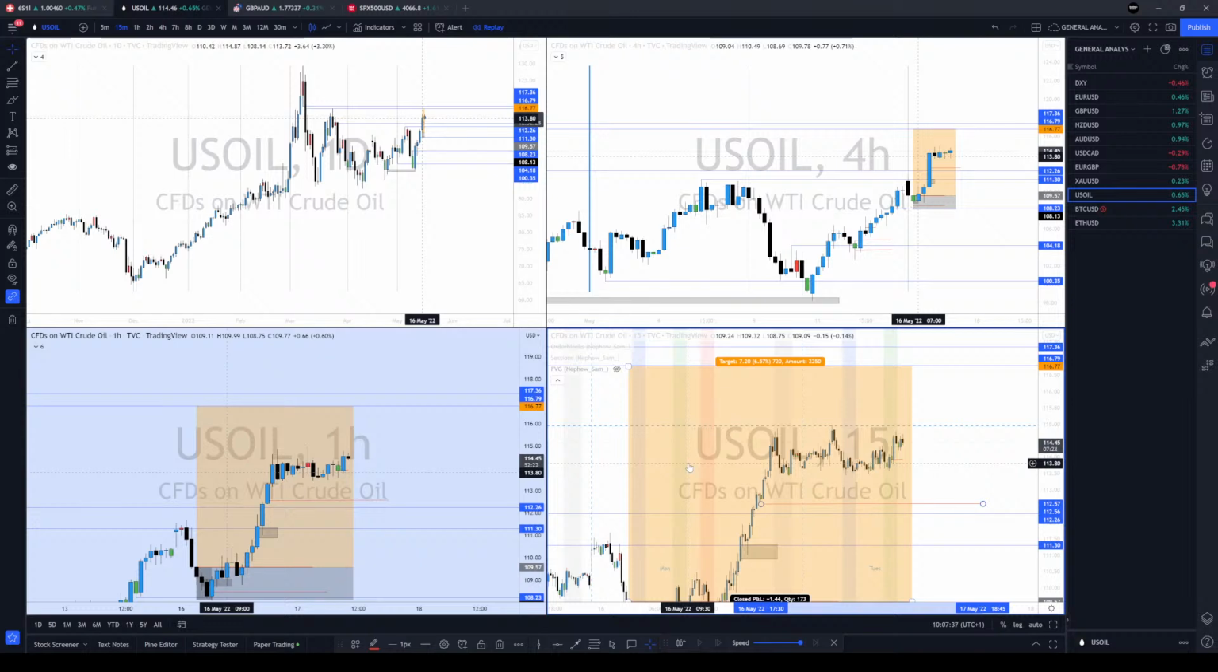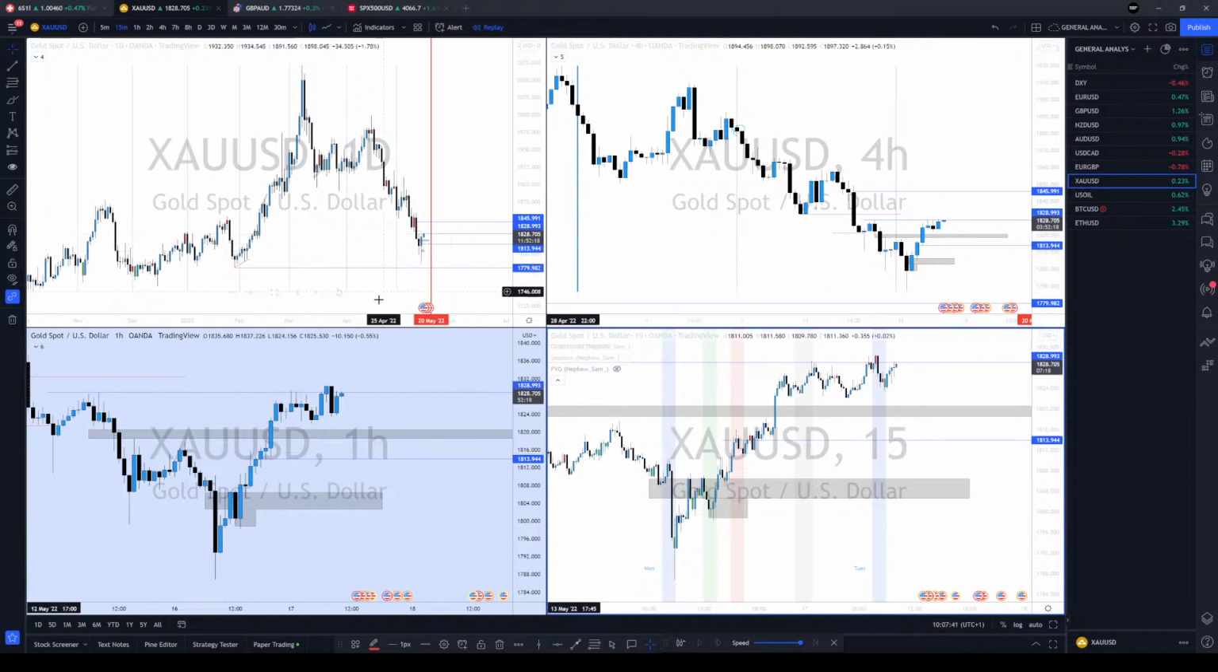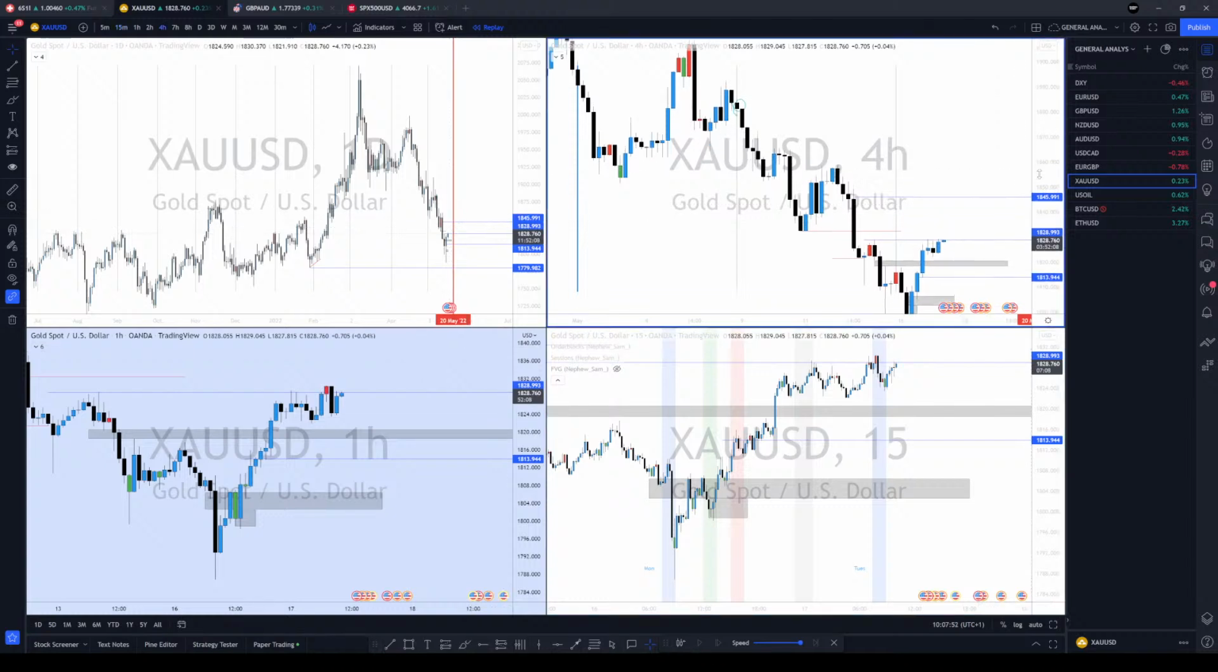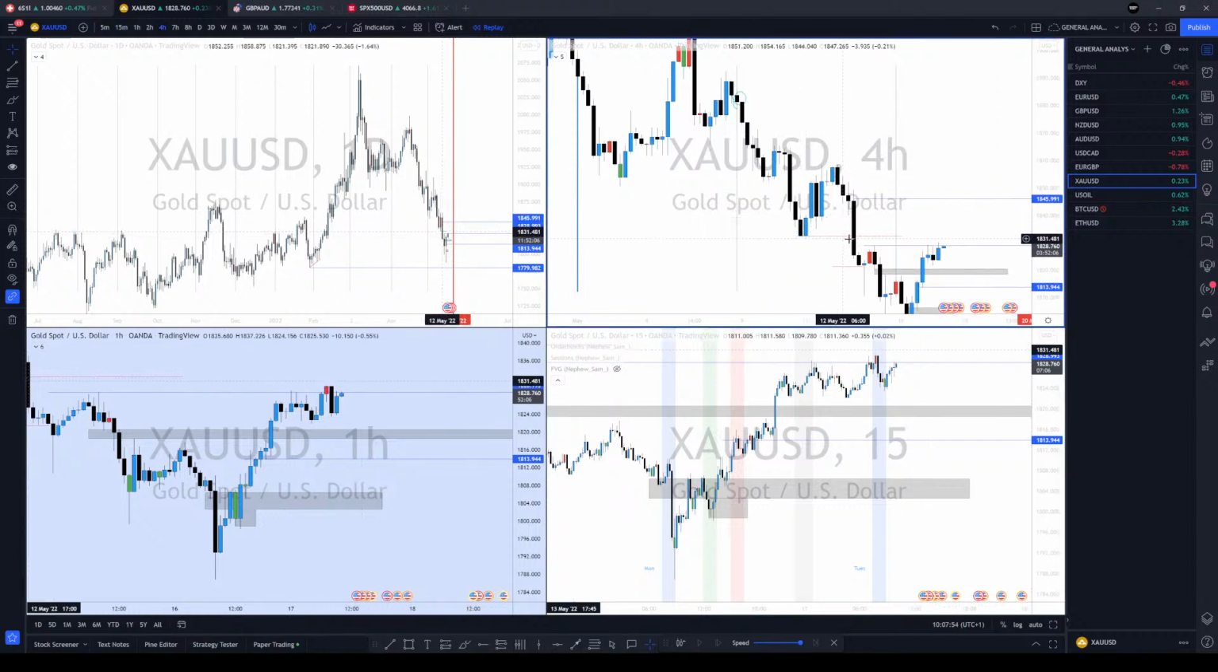I don't get gold. What don't you get on gold? Gold is still bearish. It's looking to go and attack this low. It's just pulling back. So what I want to see is how price will react.